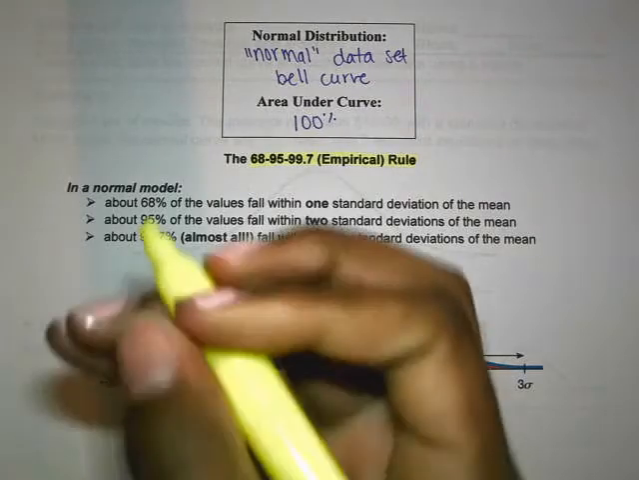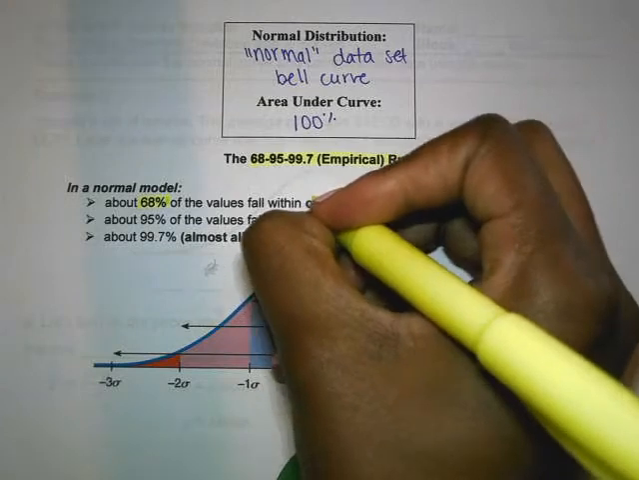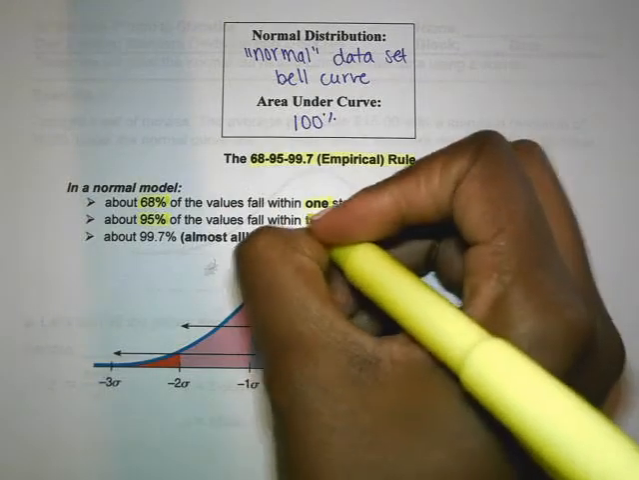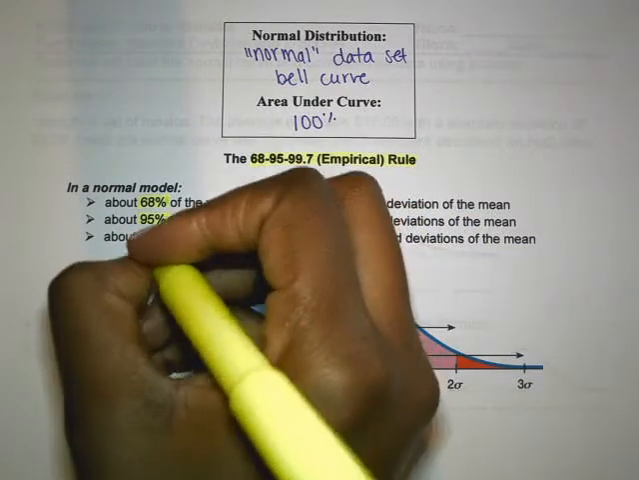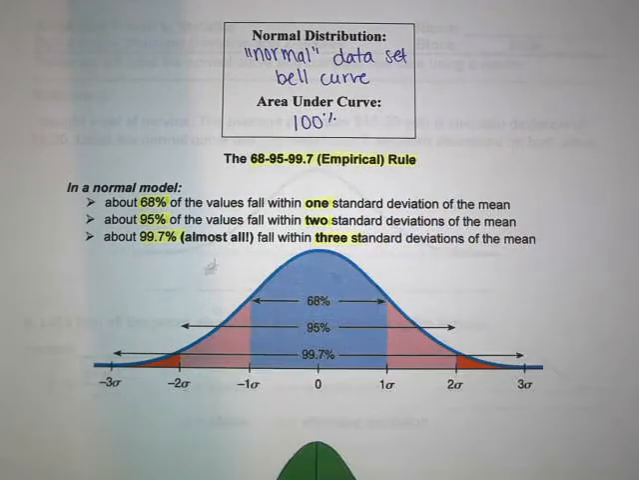All right, so 68% of the data under this curve will be within 1 standard deviation of the mean. 95% of this data will fall between 2 standard deviations of the mean. And 99.7% of the data will fall between 3 standard deviations of the mean. We will also take it a little bit further as if it was out of 100%.